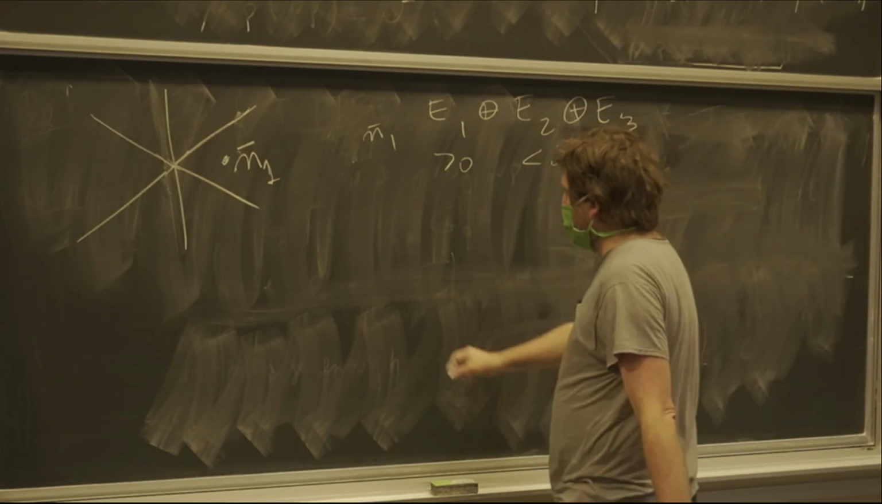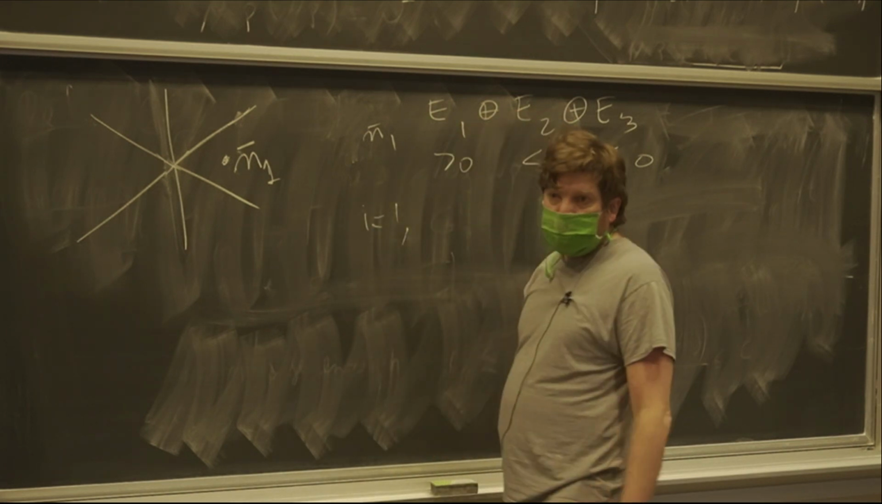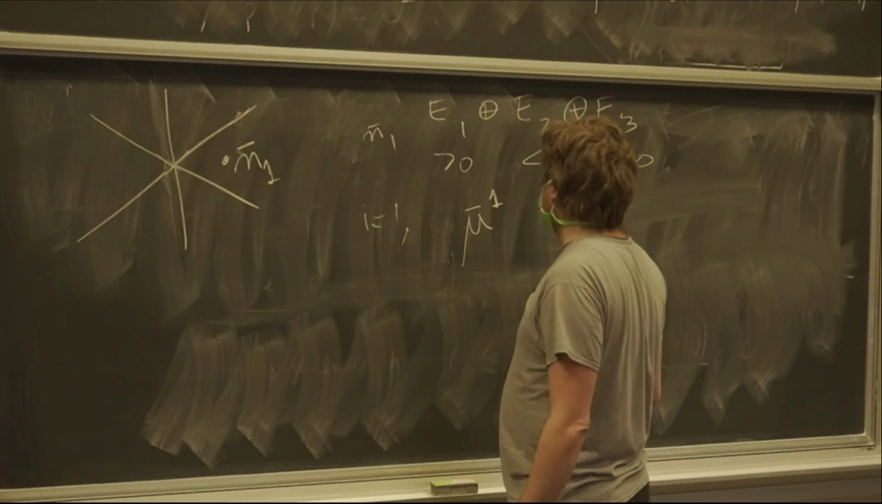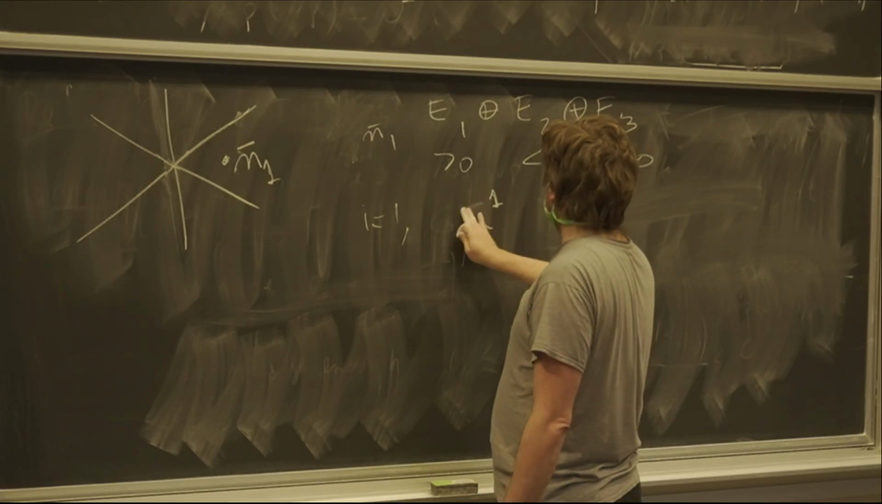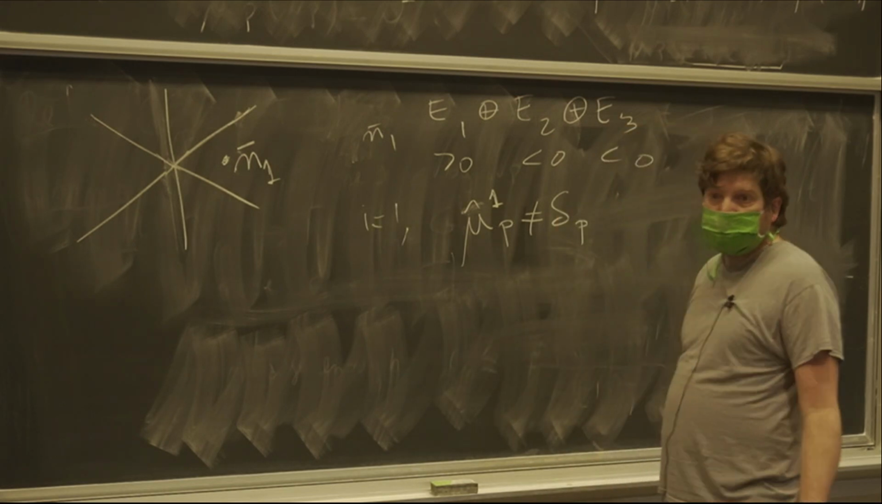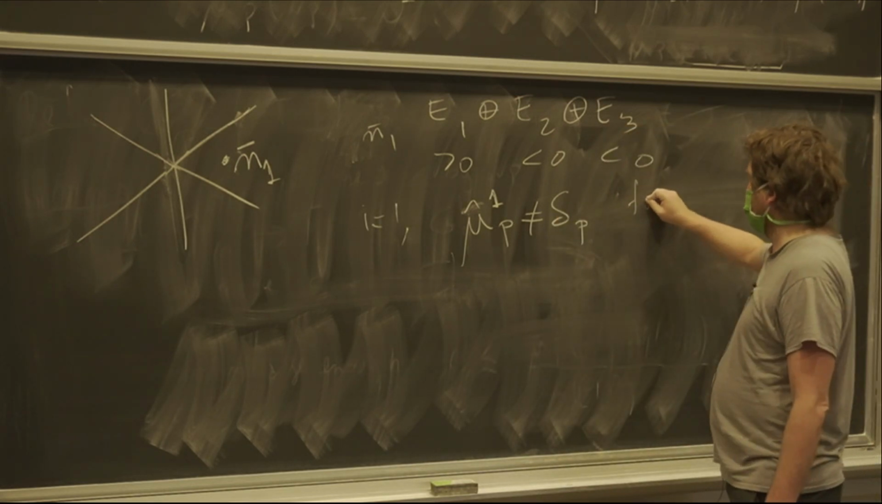So hence, I take I equals to 1, and we have that mu hat 1p is different from delta p for p almost every point.